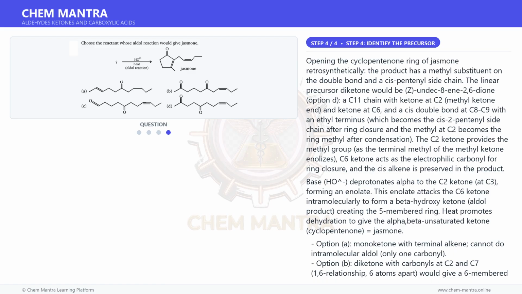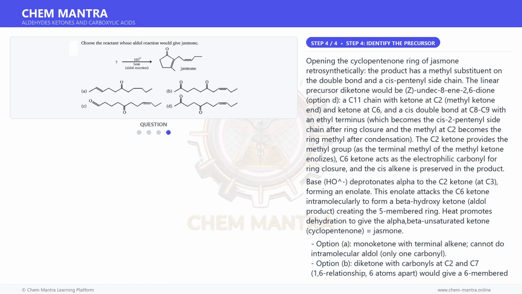As the terminal methyl of the methyl ketone enolizes, the C6 ketone acts as the electrophilic carbonyl for ring closure, and the cis alkene is preserved in the product. Base, hydroxide, deprotonates alpha to the C2 ketone at C3, forming an enolate. This enolate attacks the C6 ketone intramolecularly to form a beta-hydroxy ketone aldol product, creating the 5-membered ring. Heat promotes dehydration to give the alpha-beta unsaturated ketone, cyclopentenone, which is jasmone.